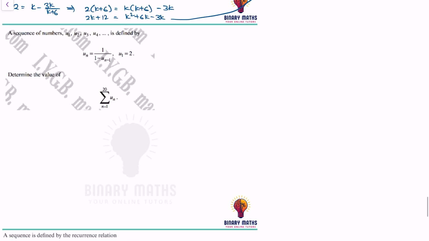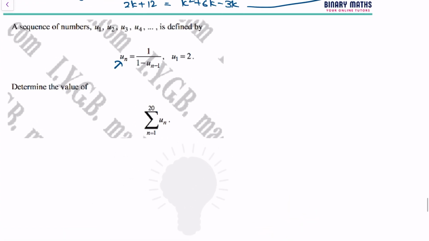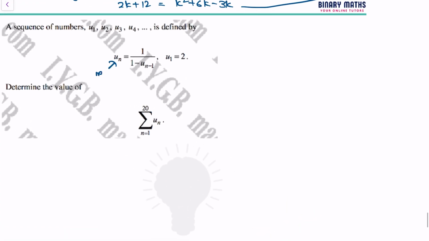Okay, next question. A sequence of numbers U1, U2, U3, U4 is defined by the next term being 1 over 1 minus the previous term, where U1 is equal to 2. Determine the value of the sum from n equals 1 to 20 of UN.